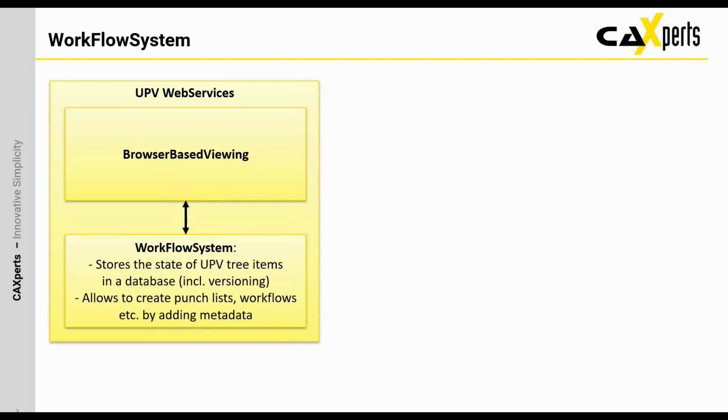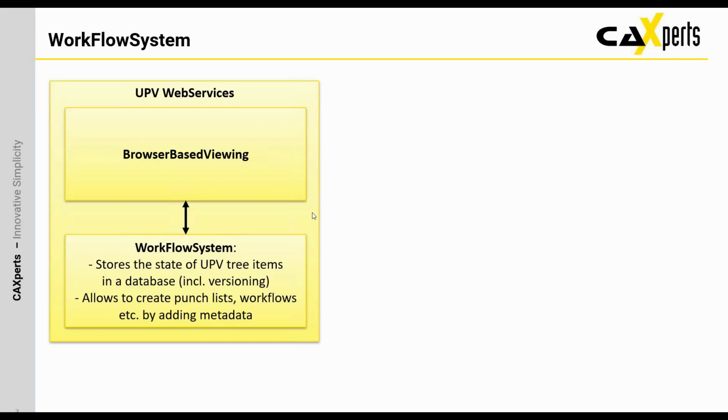It adds the functionality to store the state of the UPV tree items in a database, including the versioning, and it allows you to create user interfaces, for example, for punch lists, workflows, and so on. So it really allows you to add metadata to the items that you have in the 3D or 2D model within Universal Plant Viewer.